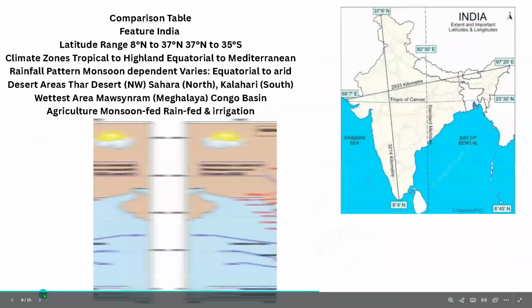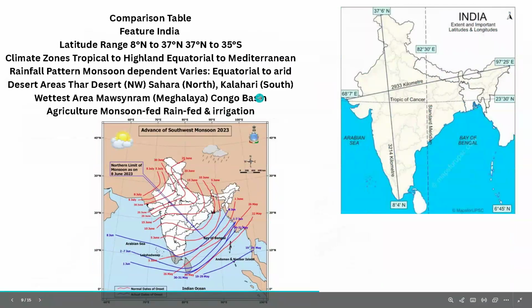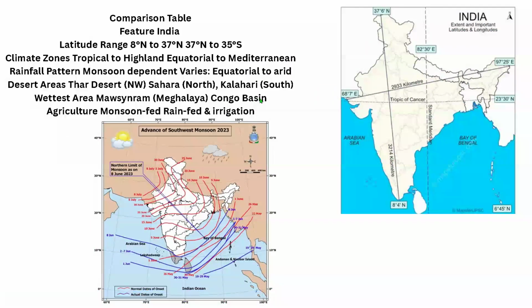Okay, next, comparison tables in India now. Latitudinal range: 8 degrees 4 minutes north to 37 degrees 6 minutes north latitude, and you will find climatic zones from tropical to high equatorial to Mediterranean. Rainfall pattern: here I'm going to explain how the winds will be blowing. About Africa, in the next slide I will be showing.